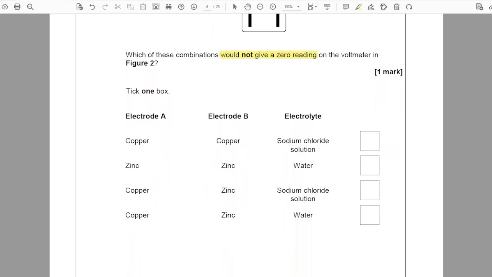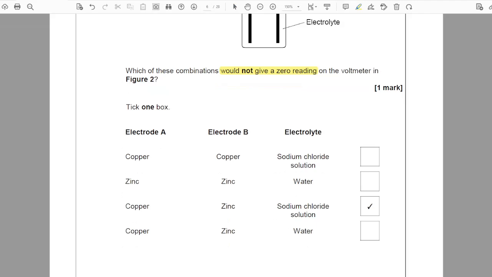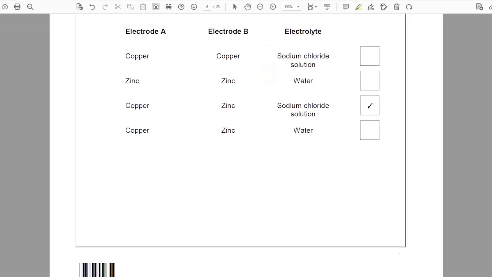bottom 2. Now a key thing to note is that the electrolyte also plays an important role. If you have an electrolyte of water, then the ions can't move really freely. They work well in the salt solution, which is sodium chloride solution. So the answer by ruling out the wrong answers is the third option.